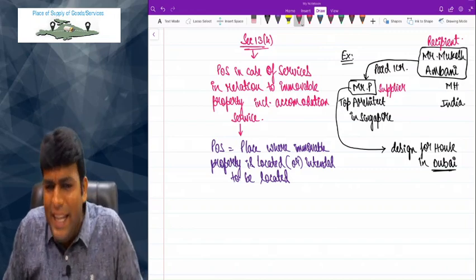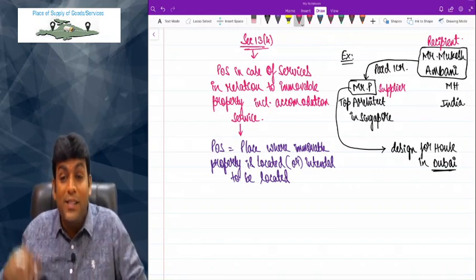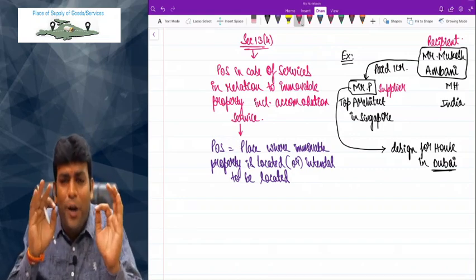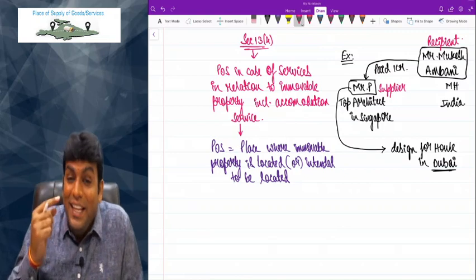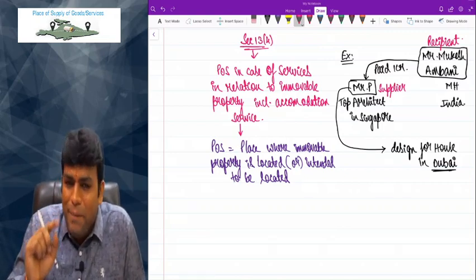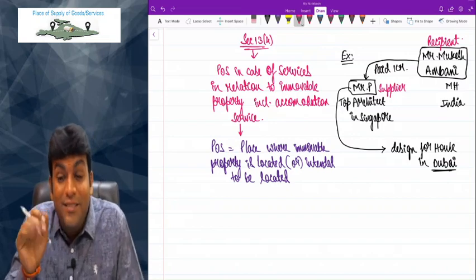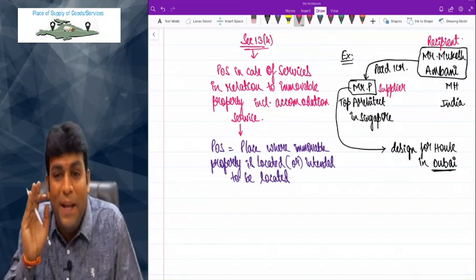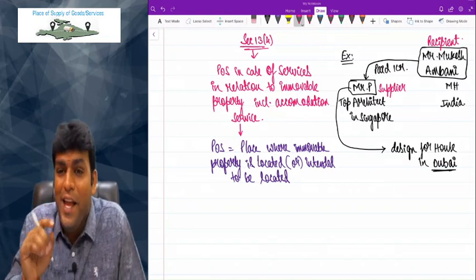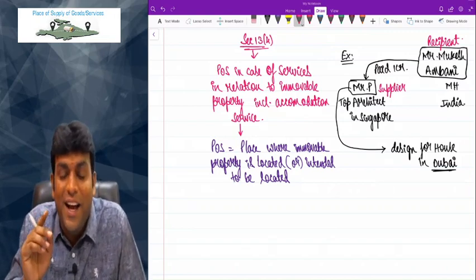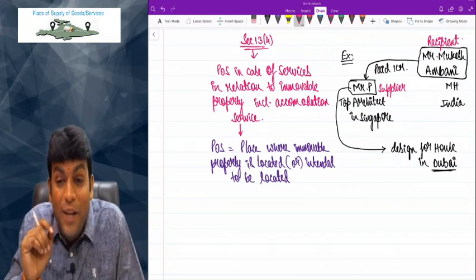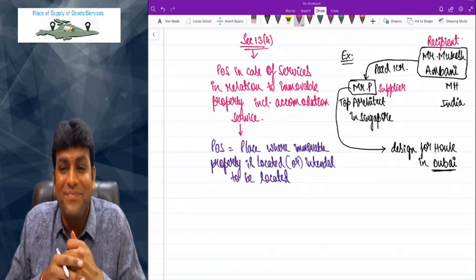Whenever you look at any question, any point, always keep in mind one important point. That important point you will keep in mind is that in case where supplier and recipient both are in India, then only section 12 will apply. If any one of them, either supplier or recipient, is outside India, then section 12 will not apply, section 13 will apply. I really want you to keep that point in mind.